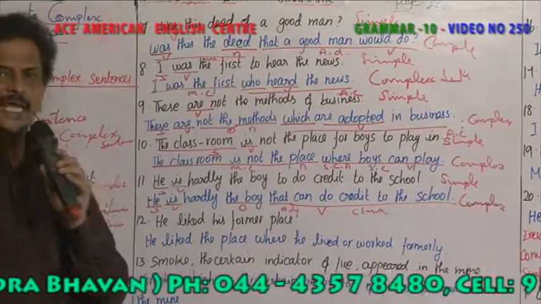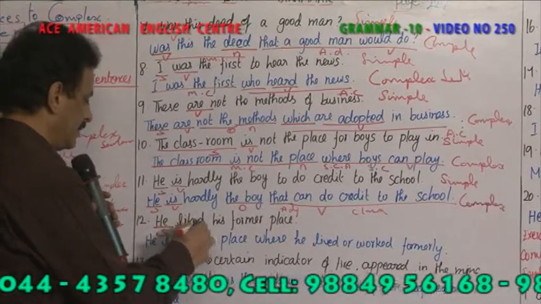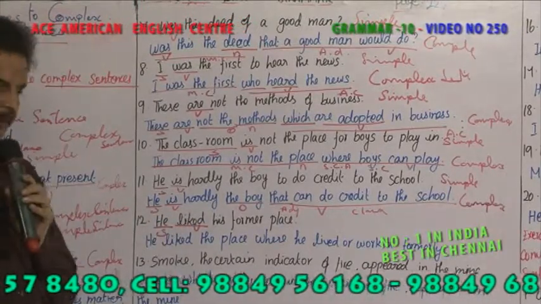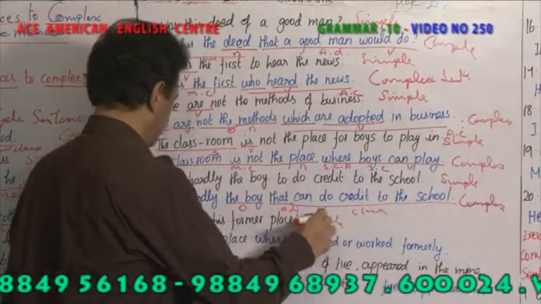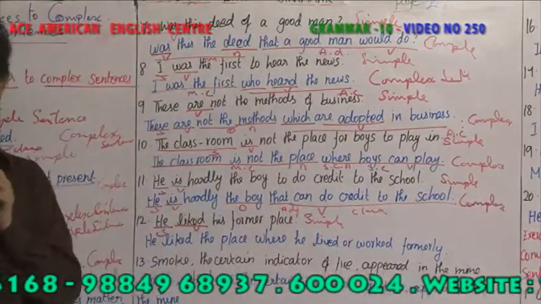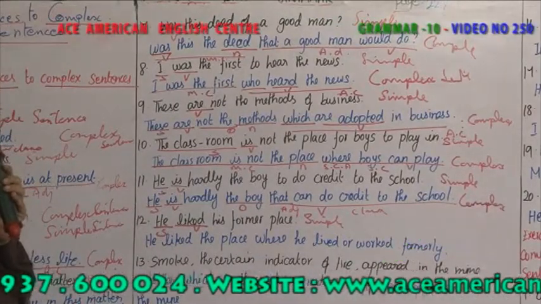Next is, he liked his former place. He is the subject. Liked is the verb. He liked his former place. So this becomes a simple sentence because you have only one verb, liked. Now you have to change this sentence into two verbs, and it should be an adjective clause.